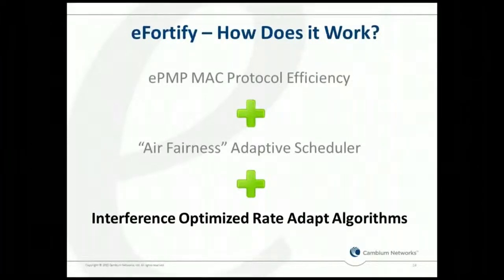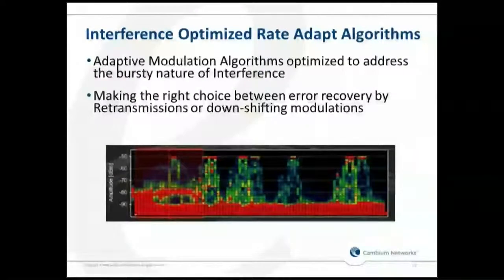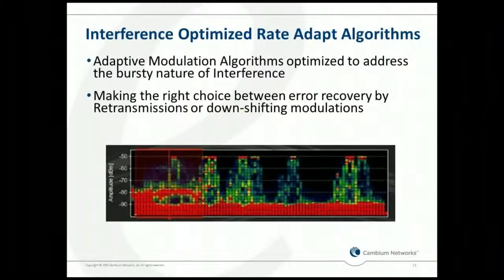Now, how does that work? Again, all these things build on each other. The MAC protocol efficiency and the airfairness adaptive scheduler that allow us to achieve high scalability also help here, and the benefits from those capabilities are really multiplied when you run into high interference. And then we've added rate adapt algorithms that are optimized for interference conditions. This takes quite a bit of work, testing and tuning, because the interference you typically run into when deployed in some spectrum along with other solutions is very bursty in nature. So you have to make sure the radio is making the right choice between choosing lower modulations to help it blast through interference or recovering through retransmissions. And we found just the right solution with the eFortify capabilities.